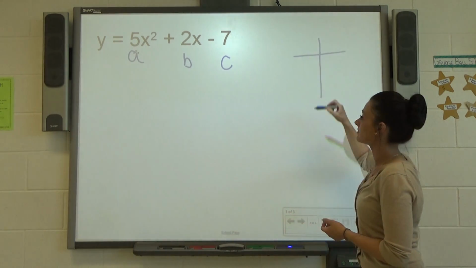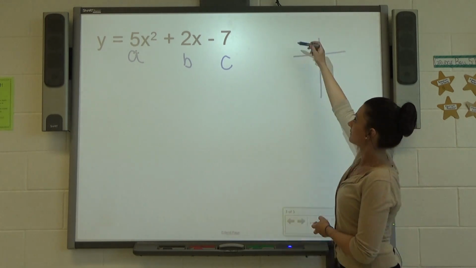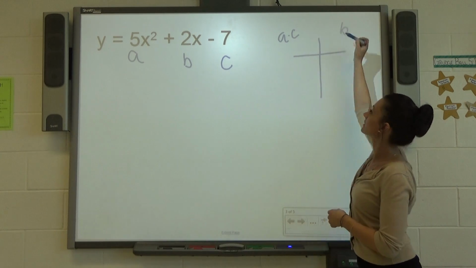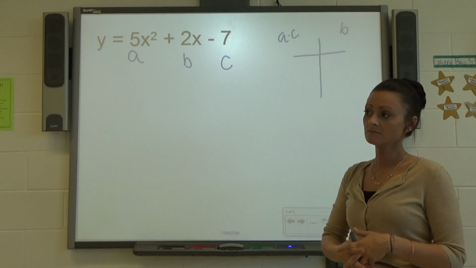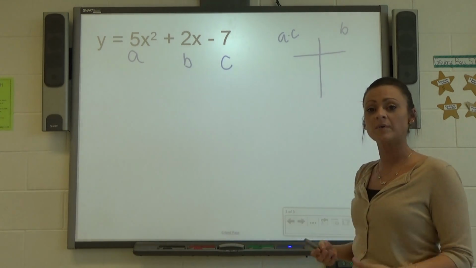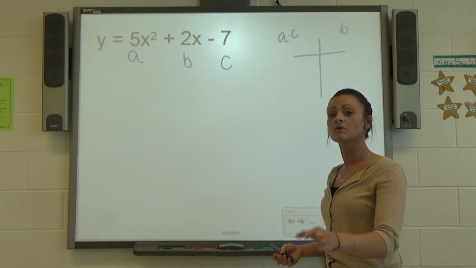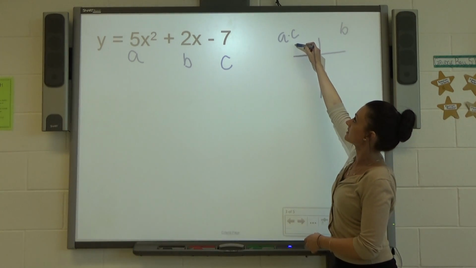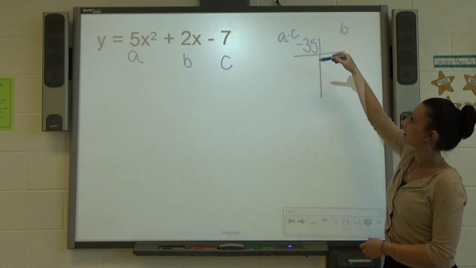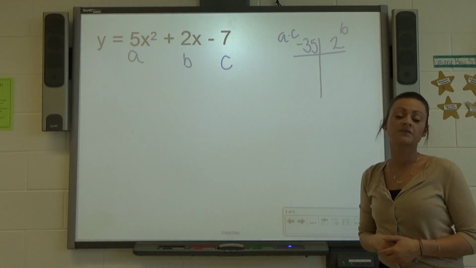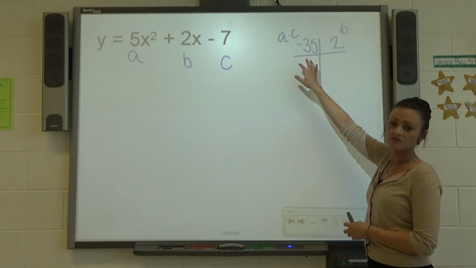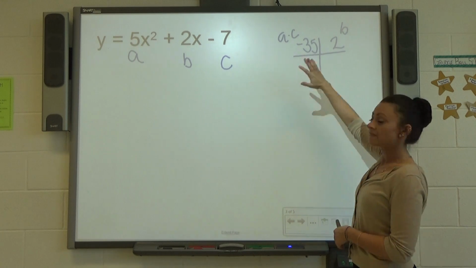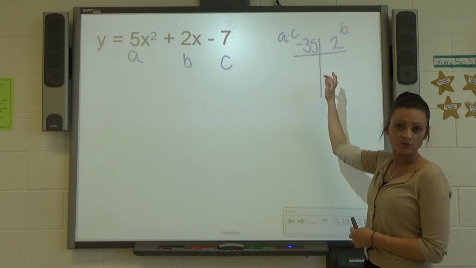So I'm going to start by making myself a t-chart. On the left-hand side, I'm going to think of what A times C turns out to be, and on the right, I'm going to deal with the value of B. Ultimately, I'm headed towards the box method, which is what we used when we multiplied binomials. So A times C, 5 times -7, gets me -35, and then my B value is 2. From here, my goal is to find factors of -35 that add to give me +2.